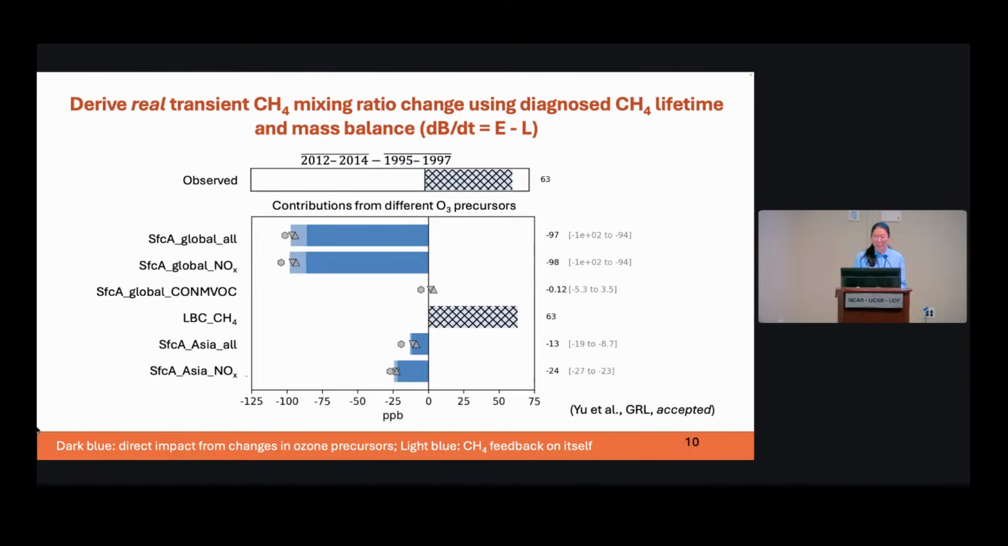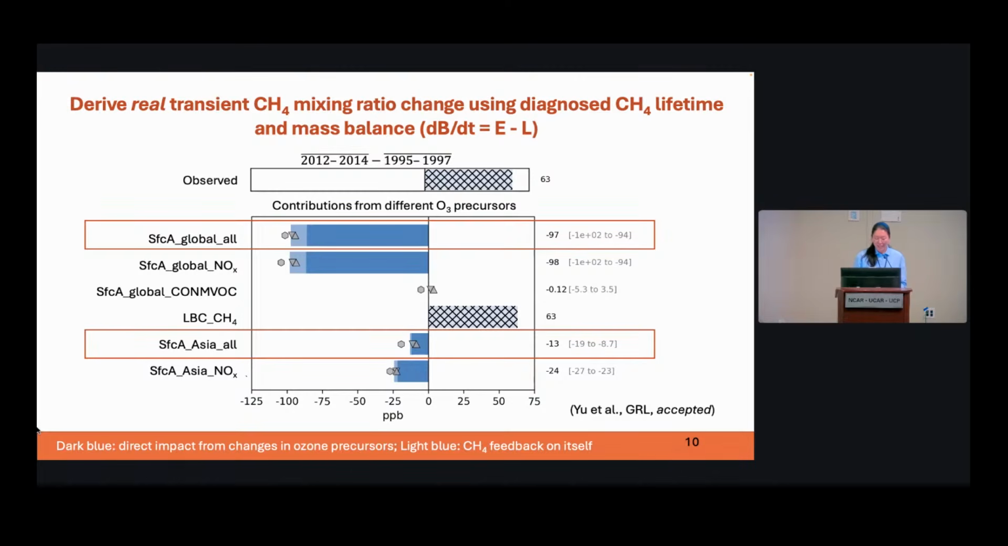100 ppb decrease of methane, which means if we fix that emission at 1995 levels, the observed change of methane would be 100 ppb higher than what we observed now. But notably, the Asian emissions didn't really impact a lot.